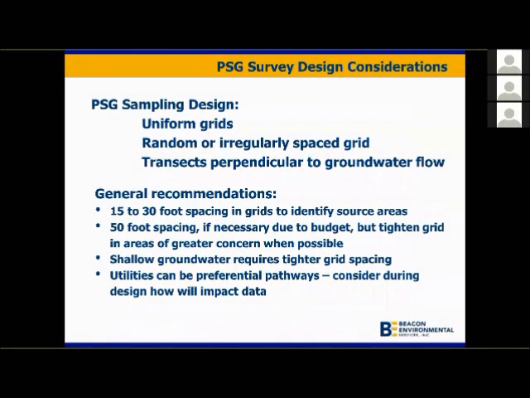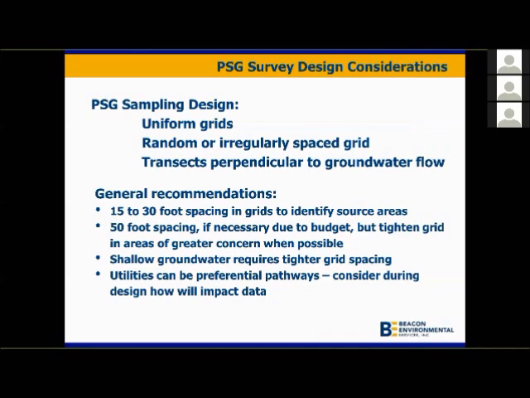I want to talk a little bit about the design considerations that you should keep in mind when you're developing your soil gas survey, particularly for passive soil gas surveys. We like to have our samplers out in uniform grids. That way you are less likely to have a bias and miss contamination, because contamination is typically not where you're going to expect it to be. There's always surprises out there.